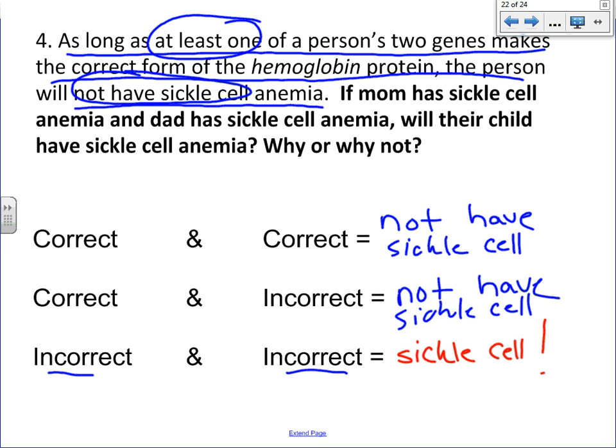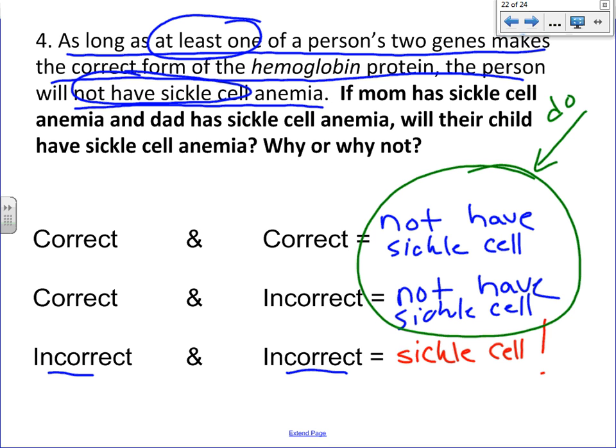Now, why did we do this? Well, we did this to figure out which one of these is dominant and which one's recessive. Is it dominant to not have sickle cell? Or is having sickle cell a dominant disease? Well, if we look, what we can see is that we have three options. Two of our three options cause us to not have sickle cell, and only one option causes us to have sickle cell. That means that in this case, not having sickle cell is the dominant trait.